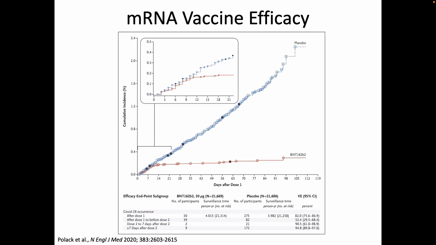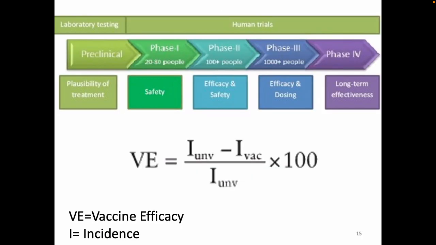So in their placebo group, they had 21,686 people. In their vaccine group, they had 21,669 people. And in their placebo group, 172 got COVID. In their vaccine group, 9 got COVID. Then you can take those data and do some additional calculations on them. You can actually calculate incidence in the unvaccinated minus incidence in the vaccinated. You do this with those numbers, and that gets you to that 95% efficacy that Pfizer was reporting.